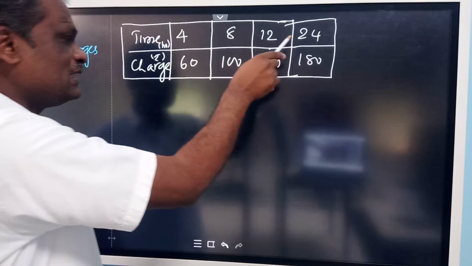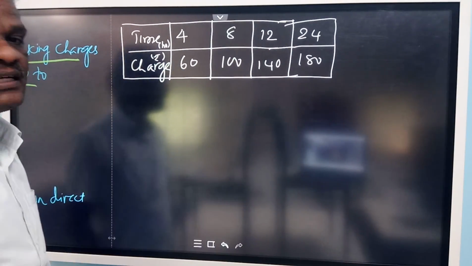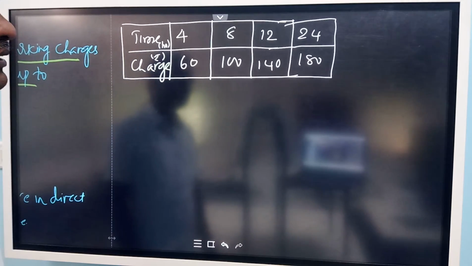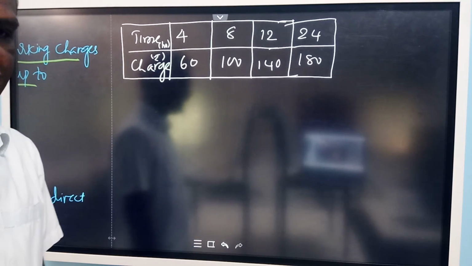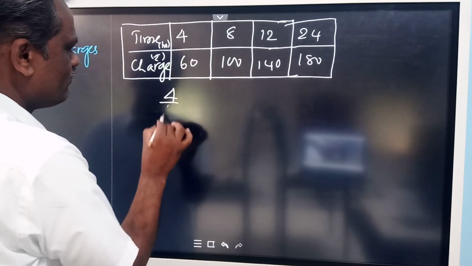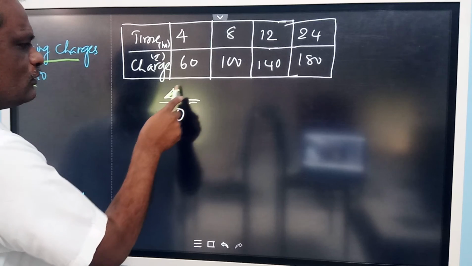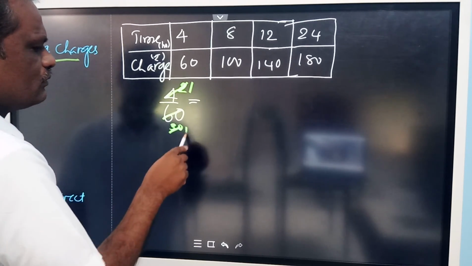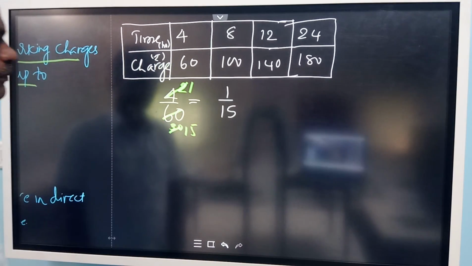One quantity is increasing means the other quantity is also increasing. But whether there is a uniform increase, whether the ratio between them is constant or not, you have to verify. If it is in direct proportion, the ratio must be constant. So 4 by 60. What is the simplest form of 4 by 60? 2 2s are 2, 30s are. Again 2 1s are 15s are. What answer are you getting? 1 by 15.